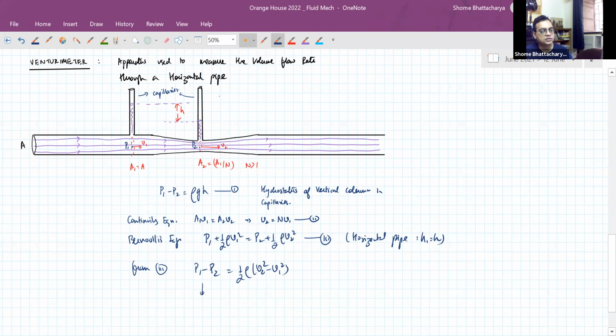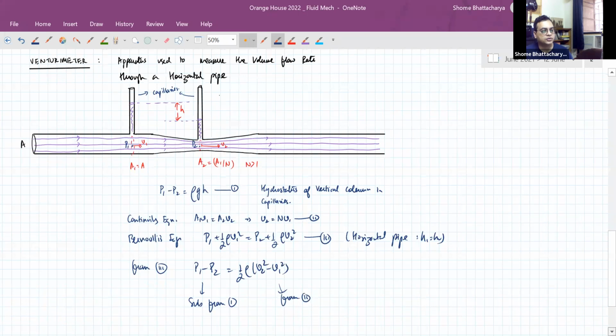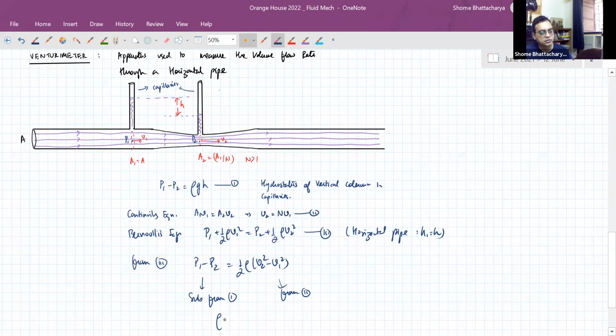Now substitute from equation 1 this pressure difference, and here substitute from equation 2, the continuity equation. So we get rho GH is equal to half rho V1 square into (N square minus 1). So we get the velocity of flow at this point is square root of 2GH upon (N square minus 1).